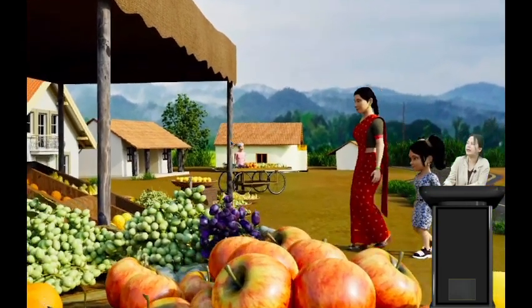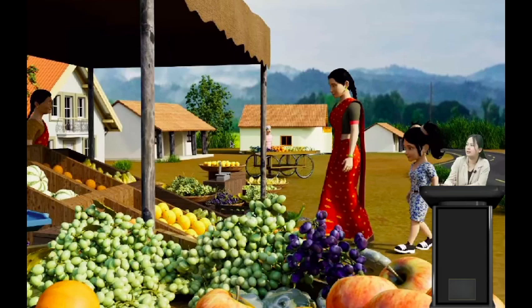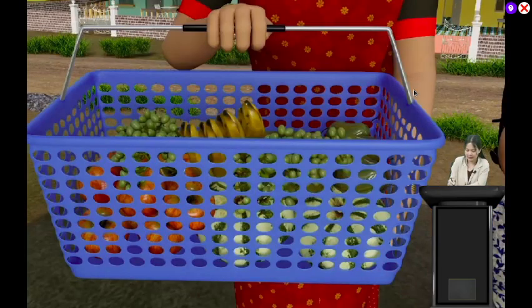Alright students, in today's class we will revise another chapter. Okay, let us see. Here we see a mother and a daughter visiting a fruit shop. Let's see what they buy from here. Here we see that they bought some fruits. What are the fruits? Here we see some banana, grapes, apples, some melons. So they bought some fruit from the fruit shop.